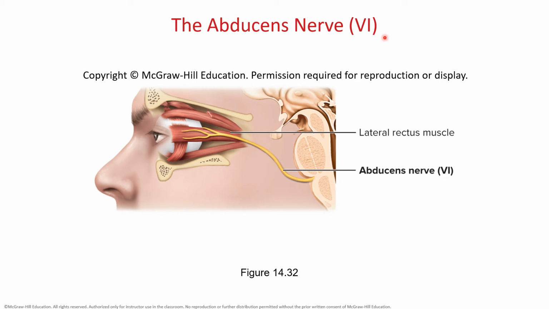So I just kind of skipped cranial nerve 5. We wanted to jump right to 6. Then we'll go to cranial nerve 5 in a second here. But I wanted to keep the cranial nerves that control the ocular muscles together here.